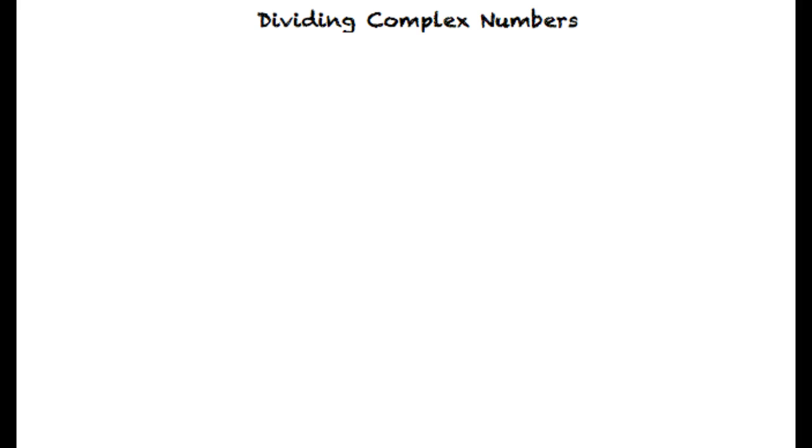This video will cover the topic, dividing complex numbers. First, let's review a few things about complex numbers. The standard form for complex numbers is written as a plus b times i, where a and b are real numbers and i indicates an imaginary element.